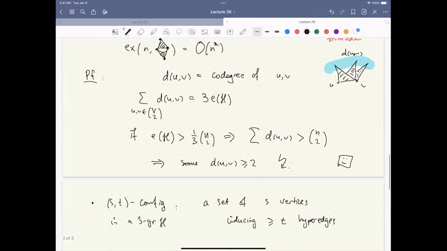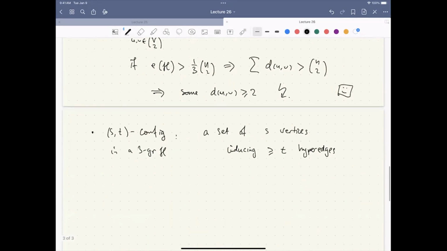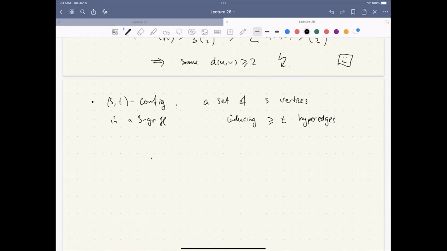In this language, let me give you some examples. This forbidden one that we've been looking at in linear hypergraphs, what is this configuration? This is (4, 2): 4 vertices and 2 edges. What about this one? Well, we have 1, 2, 3, 4, 5, 6 vertices, 3 hyperedges. So this is (6, 3).